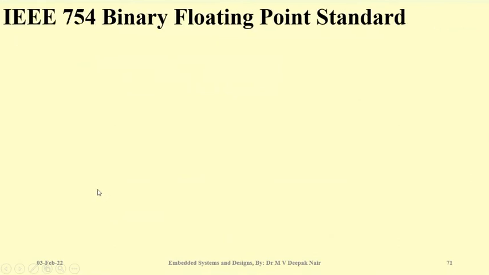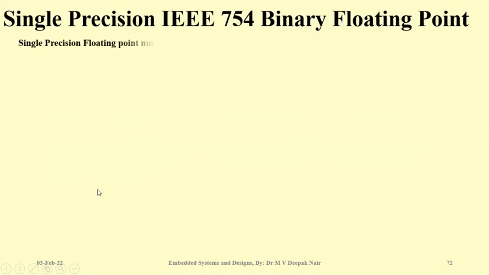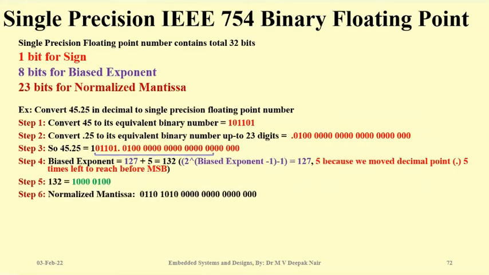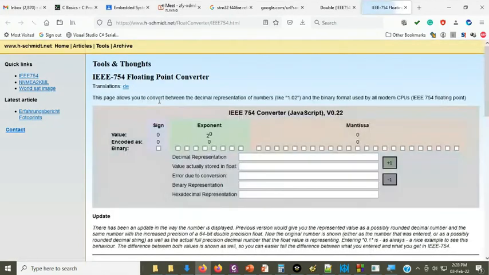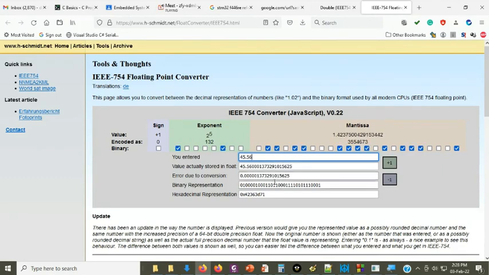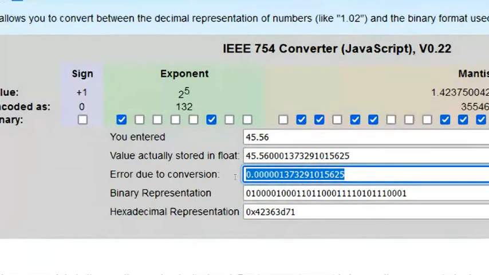Let us go to the previous slide. In that, I believe they have the details regarding the error also. Let me check this one. This all takes a lot of time, so don't worry. Okay, 45.56, enter. Now here it shows the error due to conversion. You see here. Anyway, you don't have to go into that part.